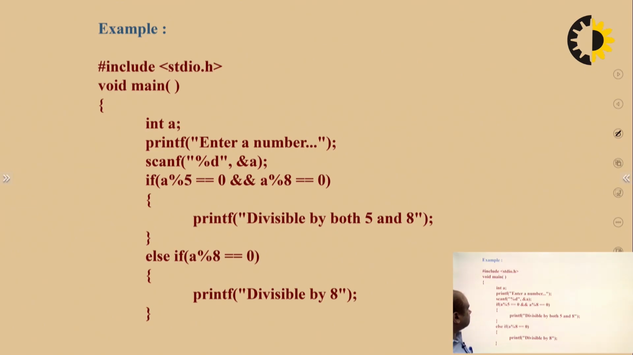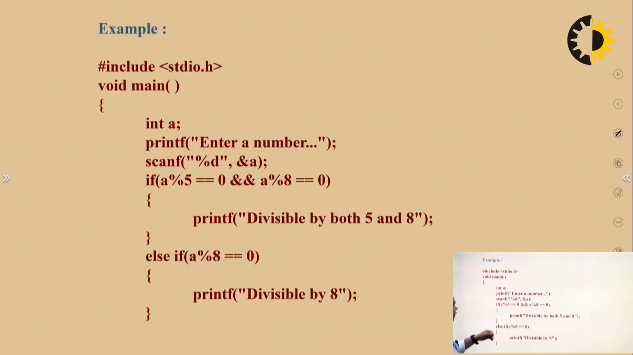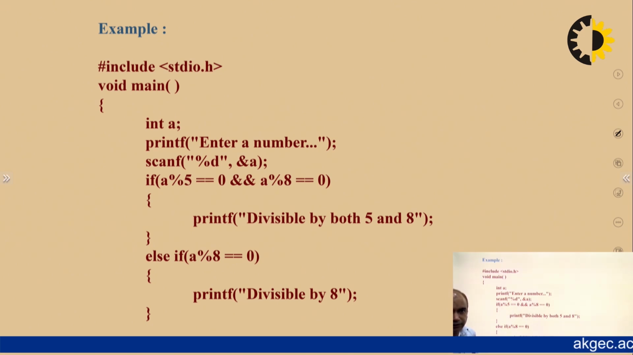So, let us see this example. What is going to be there? The value of a will be taken from the user. So if I say a mod 5 is equal to 0 and a mod 8 is equal to 0, which means it is divisible by both 5 and 8, in that case this will be printed.